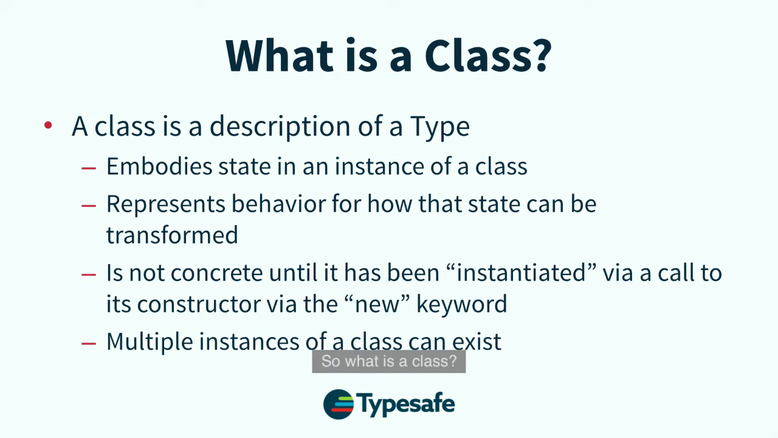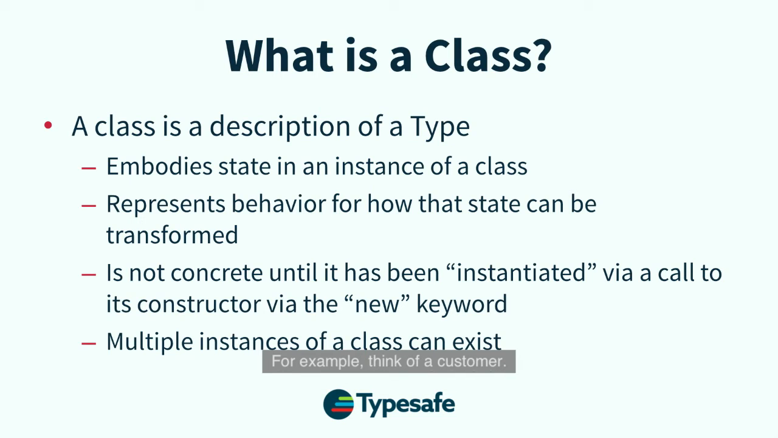So what is a class? A class is a description of a type. It embodies the state inside of an instance of a class. So it is nothing more than a way of representing a type of value inside of your system.